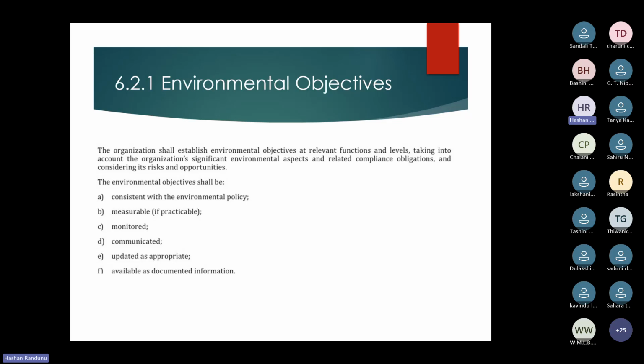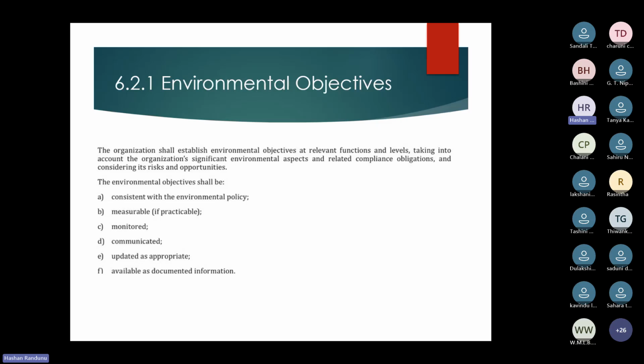Why do we need to set objectives for significant environmental aspects? We talked about significant environmental aspects in 6.1.5. We talked about action plans for significant environmental aspects. We even take actions for significant environmental aspects in clause number 8.1, and also for significant environmental aspects related to emergencies, we take actions in clause number 8.2. Then here again, in clause 6.2.1, they asked us to set objectives for significant environmental aspects. Why?